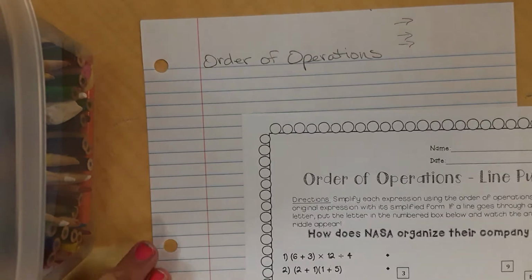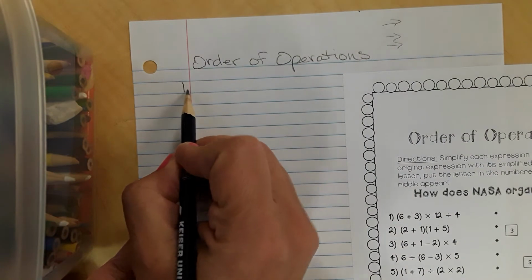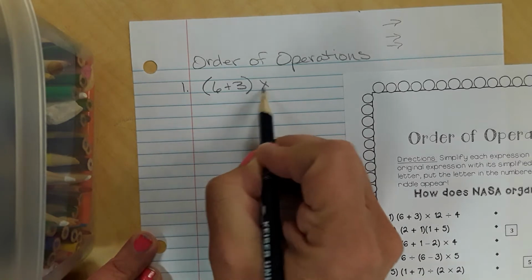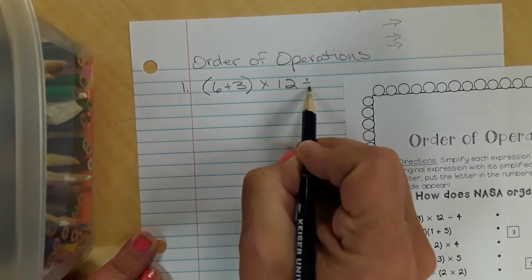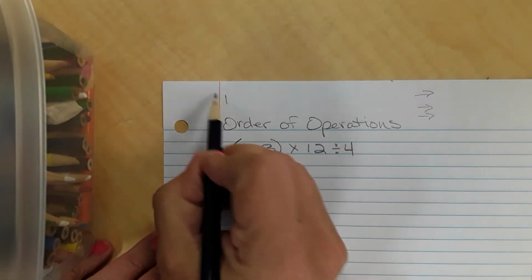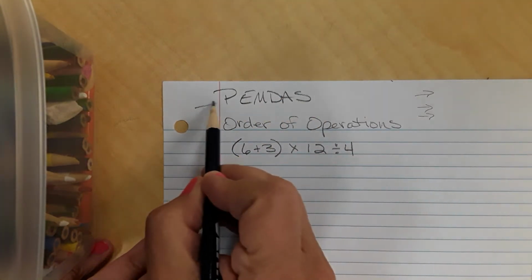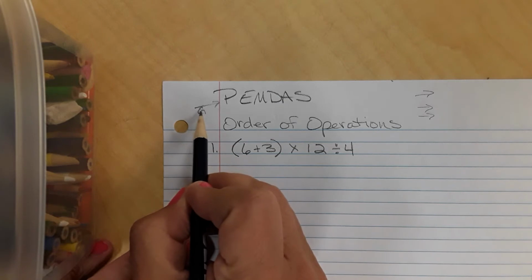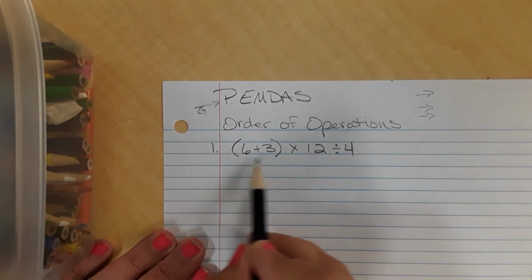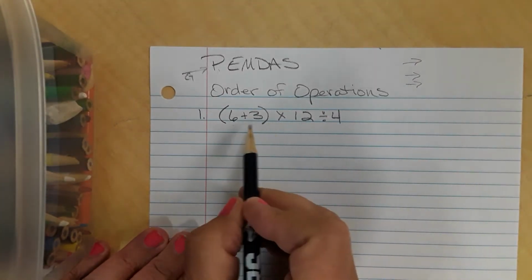So our first one, number 1, as you can see right here on our paper, is parentheses 6 plus 3 times 12 divided by 4. So we know that the point of order of operations is that we follow the rules. It can be PEMDAS. Sometimes teachers are replacing the P with a G. That G would be for grouping. So not just parentheses, but brackets. Anything that is grouped together, we're going to do that first. Okay? So we do have parentheses.